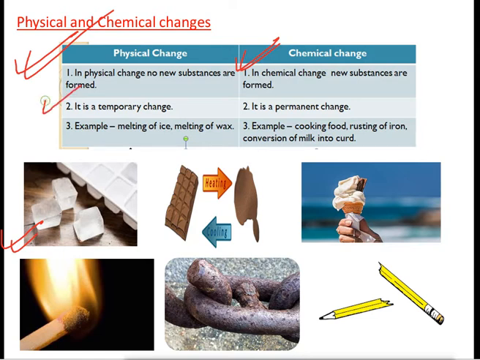Next, a physical change is a temporary change, meaning it will occur for a short time. For example, melting of ice. Once the ice cubes have melted into water, again if we keep that water in the refrigerator, it will change into ice. So it is a temporary change. Next, a chemical change is a permanent change. Once the iron has become rusted, meaning the rusting process is going on in that iron, then it cannot be changed back into the original iron piece. Once milk is converted into curd, we cannot get back the milk again.